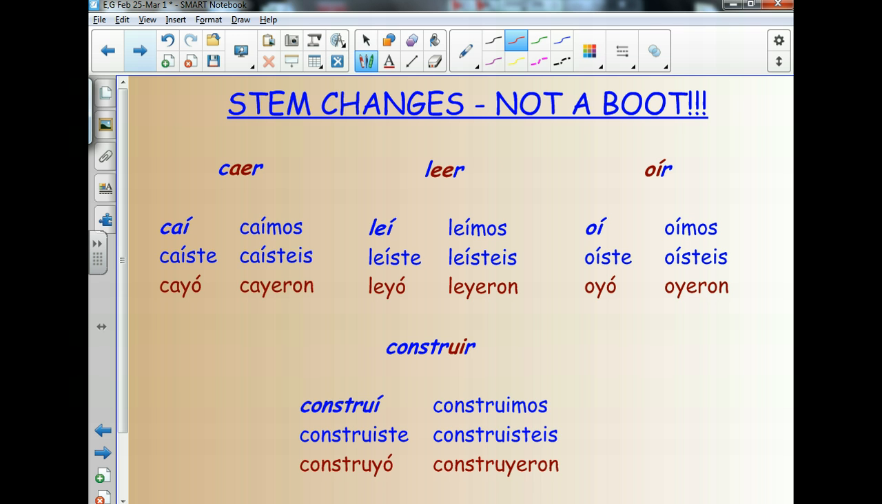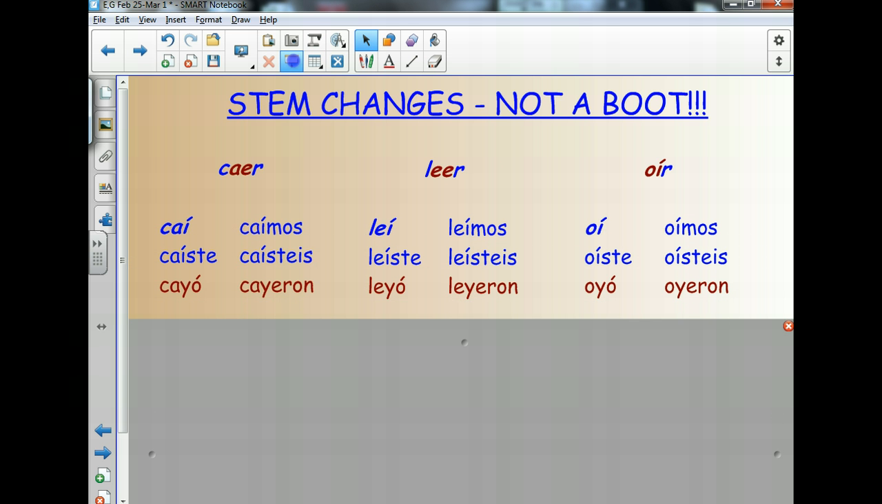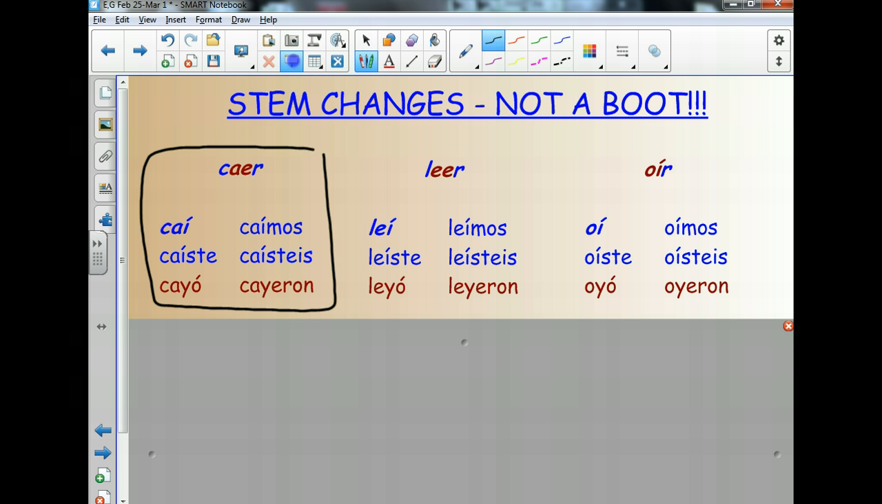Well, here's a list of verbs. Let's actually make this so that you don't see all of them at once, because that can be a little bit overwhelming. Let's only focus on this one right now, caer. So what happens with caer in the preterite tense? We've talked about our endings. Look at the first forms, caí, caíste, cayó, caímos, caístes, cayeron. Look at this form here. Third person, singular and plural, we have this Y in here.